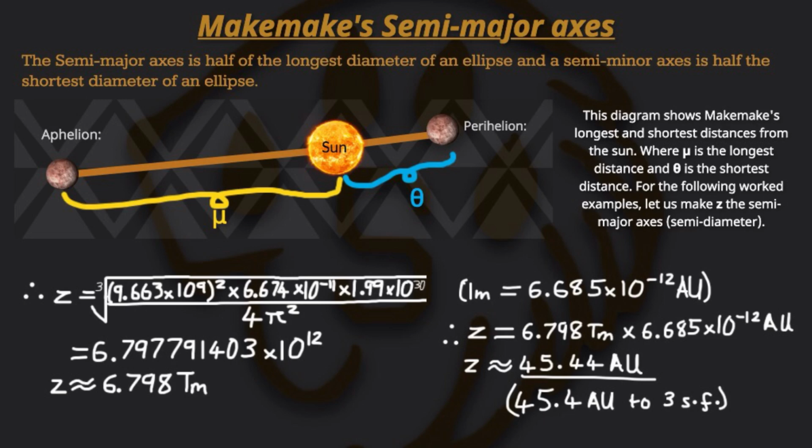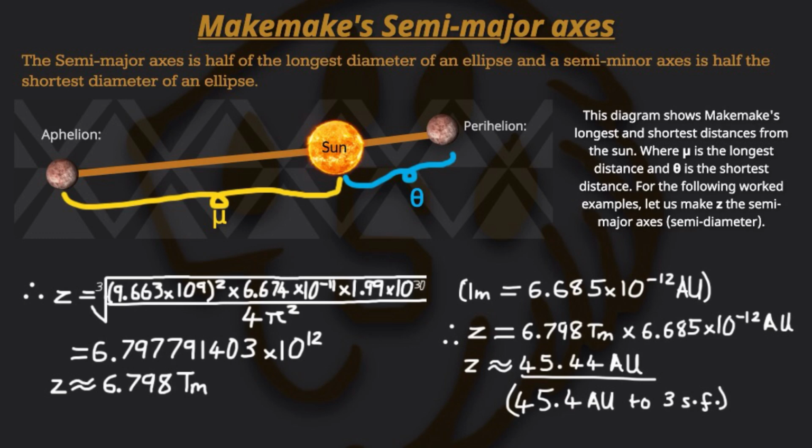And then 1 meter will be equal to 6.685 times 10 to the power negative 12 astronomical units. We want to convert those meters to astronomical units, so we multiply with that value for 1 meter in terms of astronomical units, and then our Z will be approximately equal to 45.44 astronomical units, which is basically 45.4 astronomical units correct to 3 significant figures for accuracy.